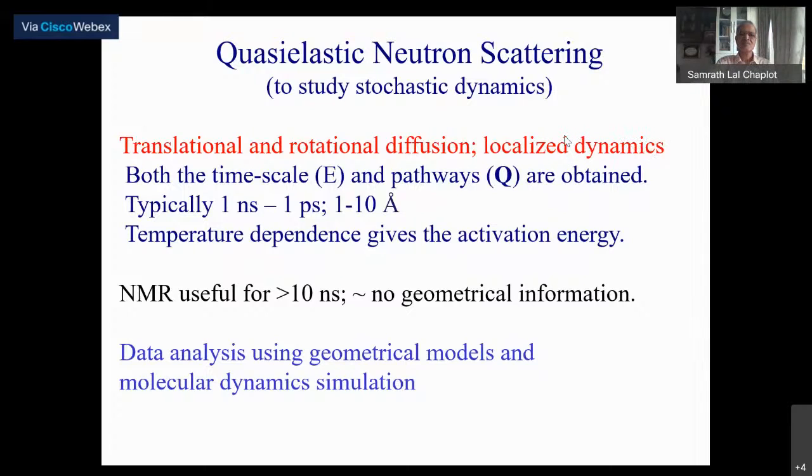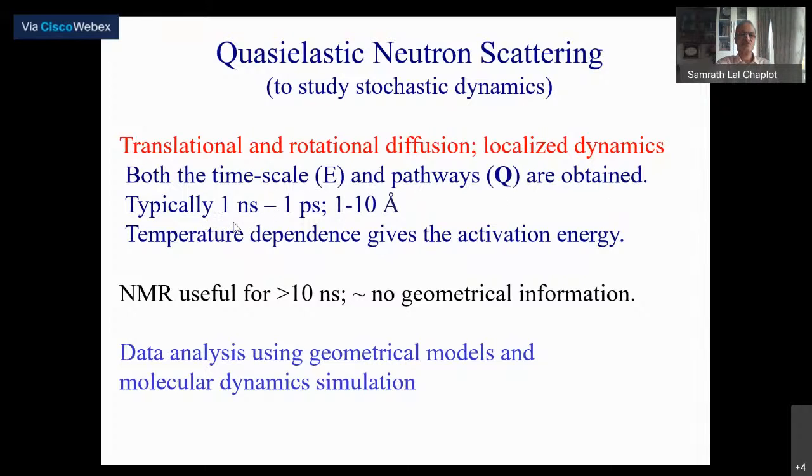Like in hydrogen phosphate, the hydrogen atoms have two different sites available, and there is a disorder between them. The hydrogen could be jumping from one site to the other back and forth. So you have a localized dynamics. There are a variety of localized dynamics possible. You can have a long-range translational diffusion or localized dynamics. In neutron scattering, as we said, we can look at both the energy transfer and wave vector transfer. Therefore, we can obtain the time scales of the stochastic dynamics, and also the actual geometry or the pathways involved in the stochastic dynamics. So both can be obtained.